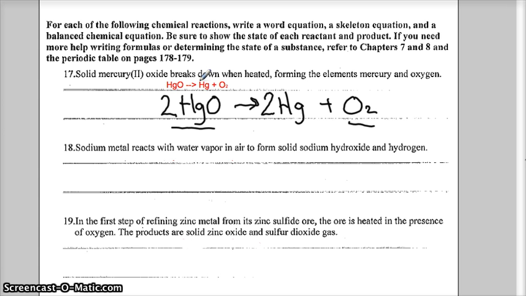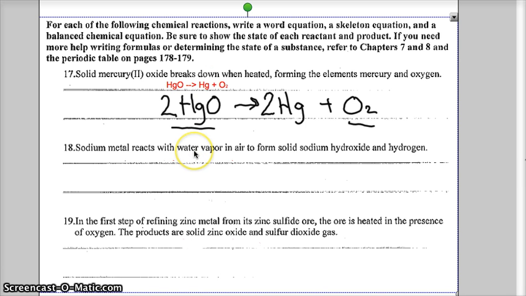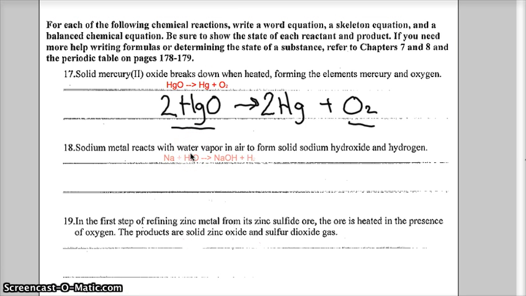It's pretty simple. Now if we go to the next one, we have sodium metal reacts with water vapor in air to form solid sodium hydroxide and hydrogen. So here's our skeleton equation, and the tricky part with this one is when you see an OH, because it gives you 3 H's on the right-hand side and only 2 on the left. So sometimes you'll just have to start putting coefficients in and see what happens. Don't erase and put different numbers in; basically, don't stop until you get the same amount on both sides.